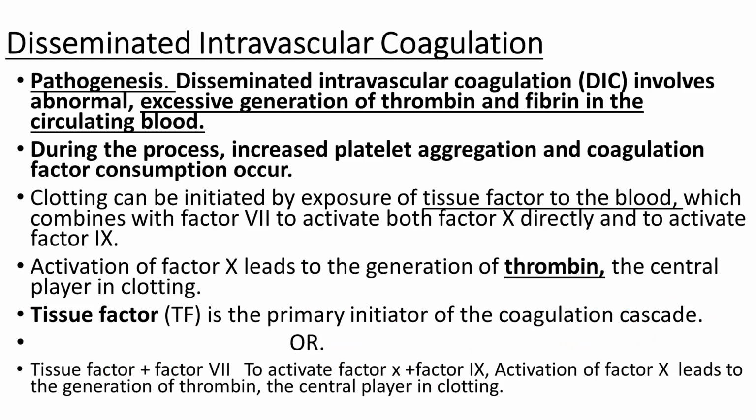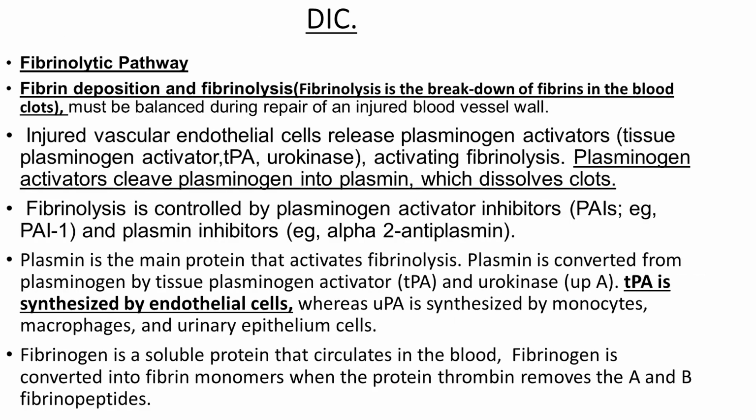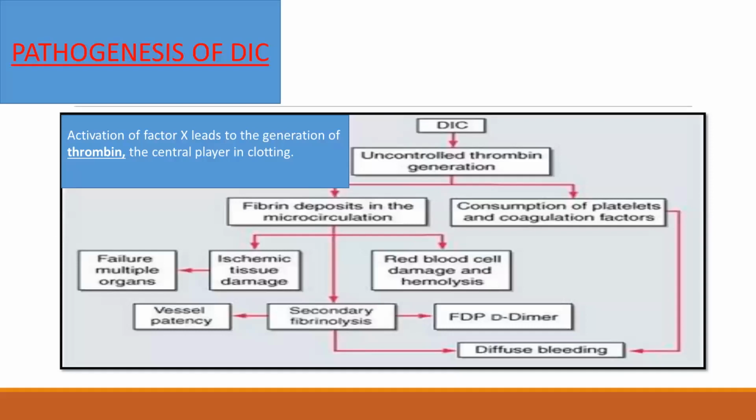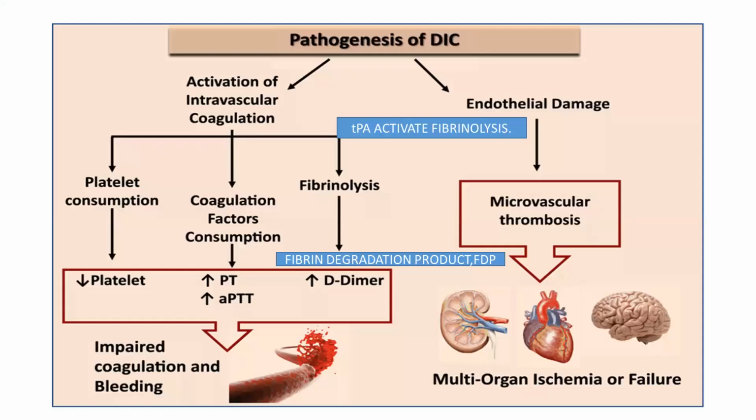Pathogenesis. DIC involves abnormal excessive generation of thrombin and fibrin in the circulating blood. Tissue factor is the primary initiator of the coagulation cascade. The figure shows the activation of intravascular coagulation and endothelial damage also. When there is activation of intravascular coagulation, platelet consumption, coagulation factor consumption, and fibrinolysis occur.